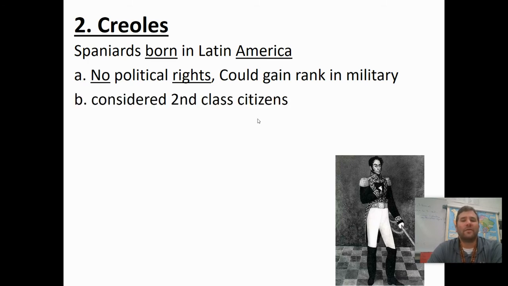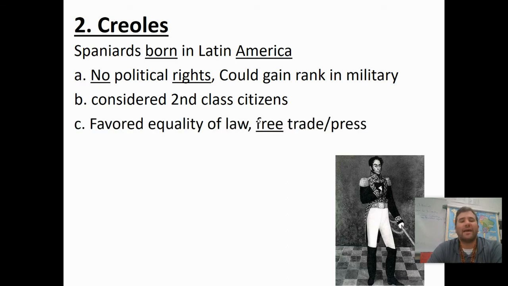And because of that, they were considered kind of second-class citizens. They were lesser because of that. They were considered not as good just because they were born somewhere else. They favored things like equality of law.